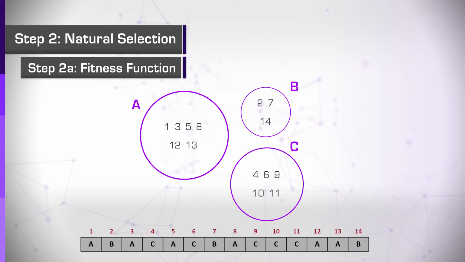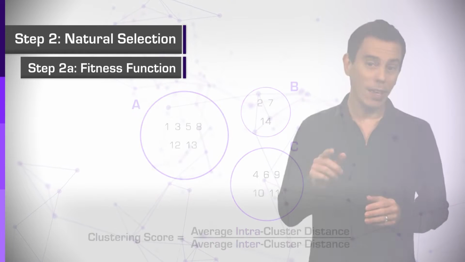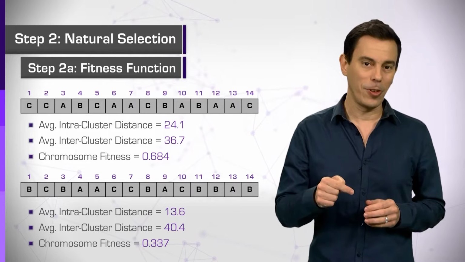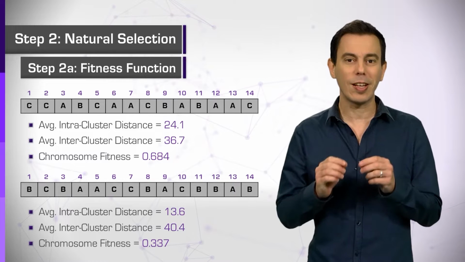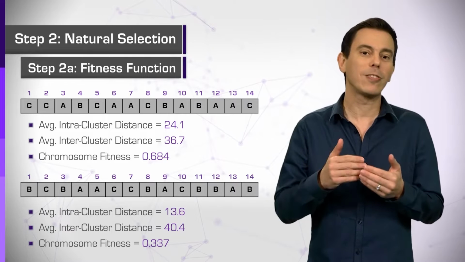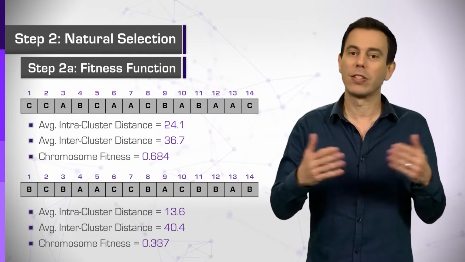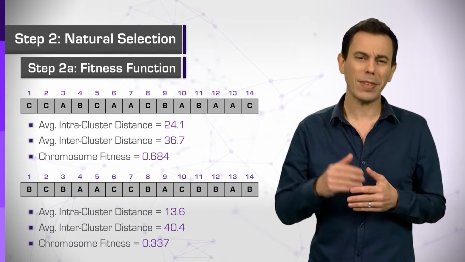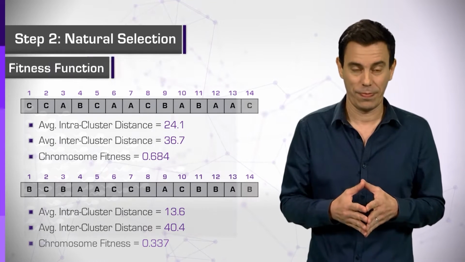We can simply use the function we used earlier, where the clustering score is the average intra-cluster distance divided by the average inter-cluster distance. Here, the lower the score, the better fitness it represents. It's important to remember that a better score doesn't necessarily mean a higher score. Our GA will strive to minimize the fitness score, while other GAs strive to maximize their fitness scores. It all depends on the problem at hand and the fitness function.